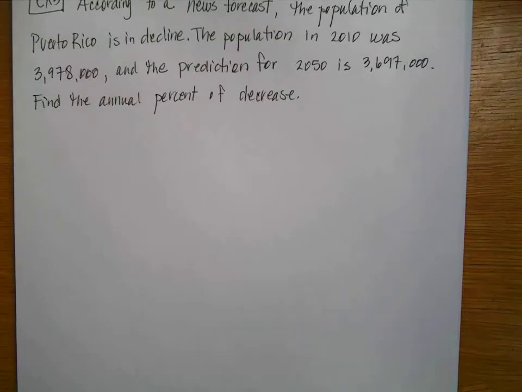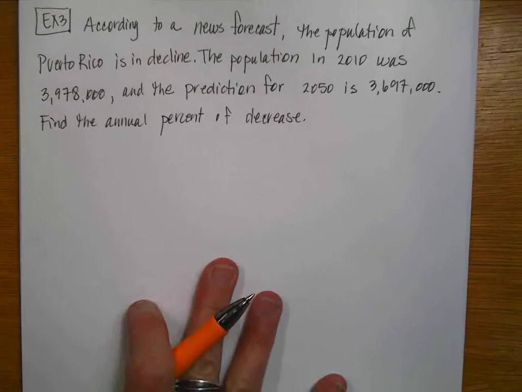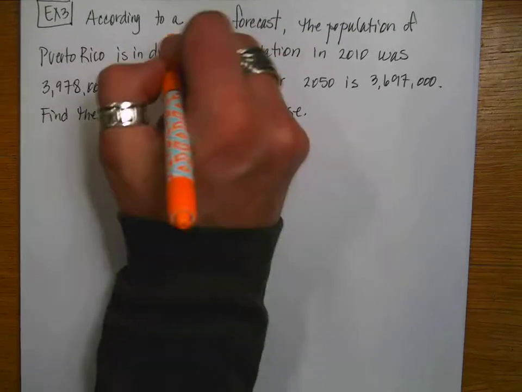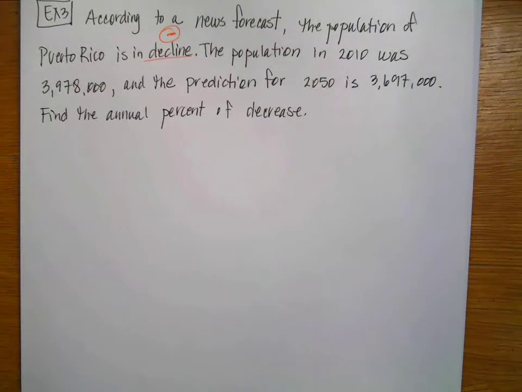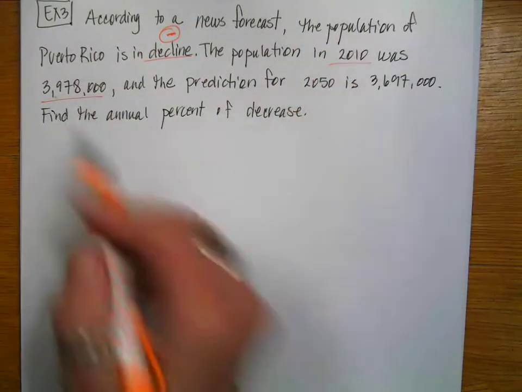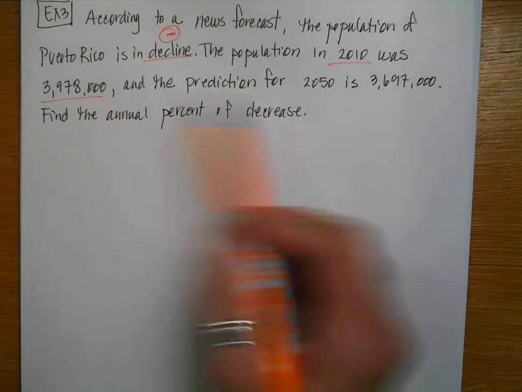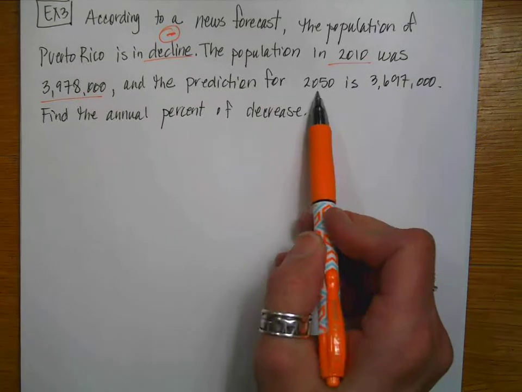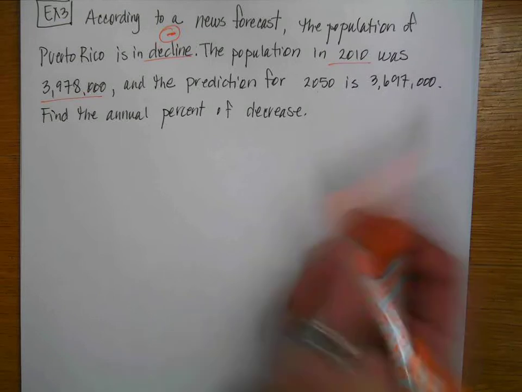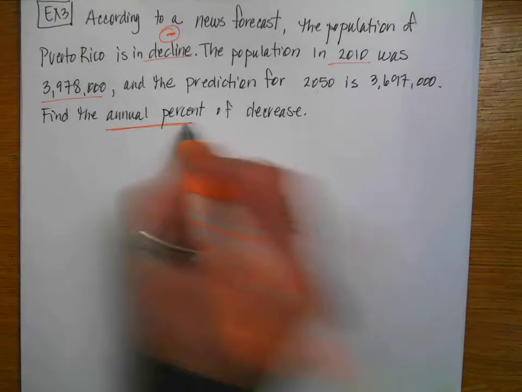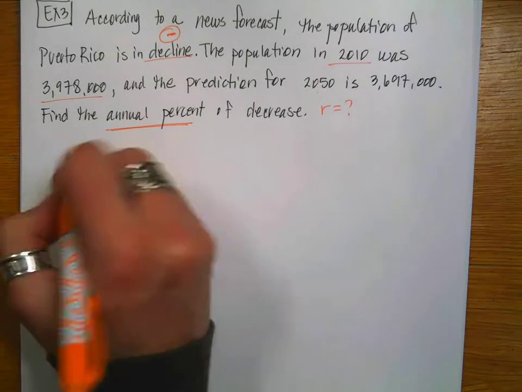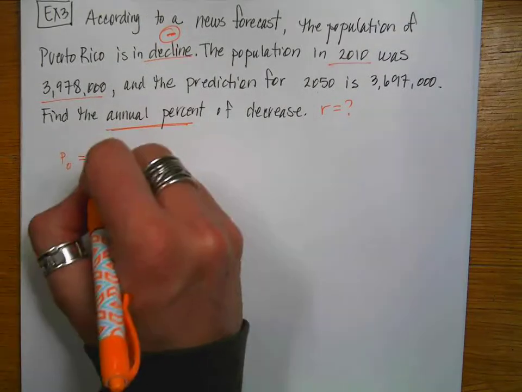Okay? So the next problem is going to be a slight variation on what we've done for these two. The next one says, according to a news forecast, the population of Puerto Rico is in decline. I'm going to underline decline because that means negative. The population in 2010 was 3.9 million, and the prediction for the year 2050 is 3.6, almost 3.7 million. So in this one, we're actually looking for R. So R is the thing that we're going to find. So I'm going to write down what I know.